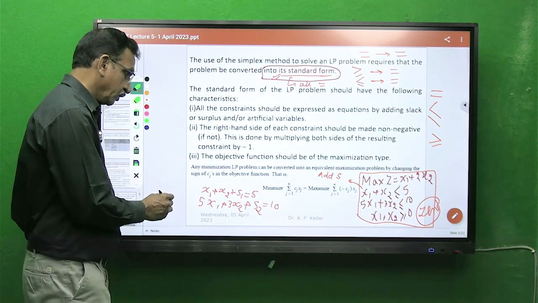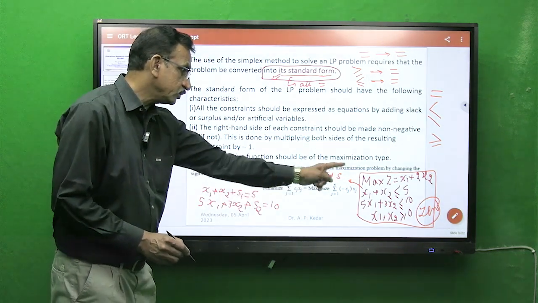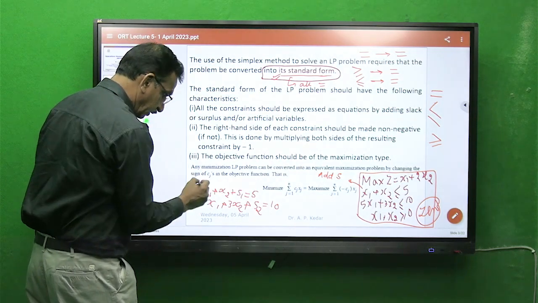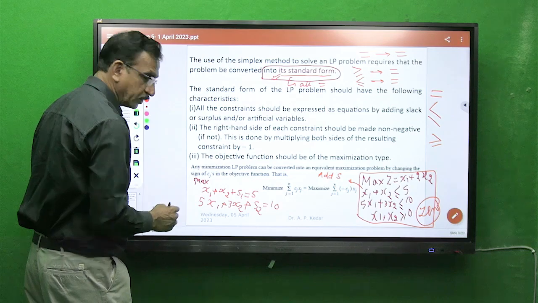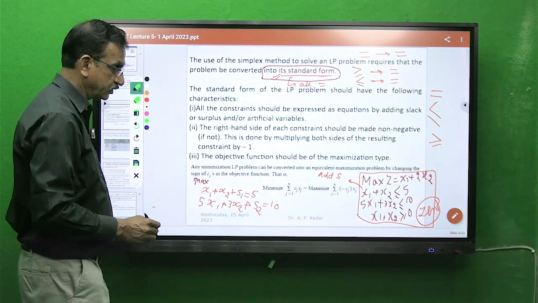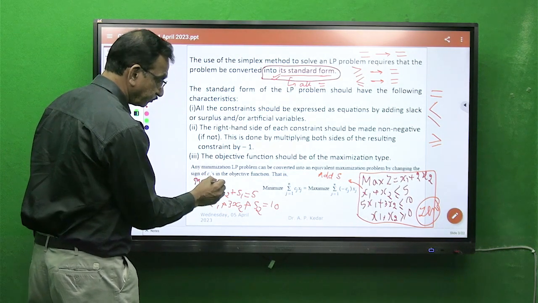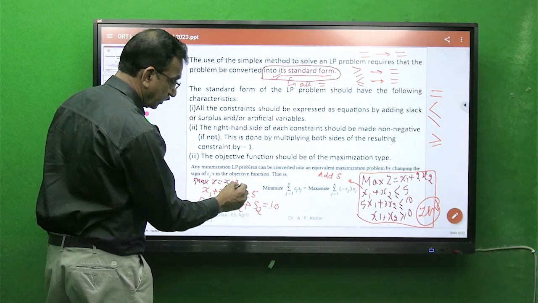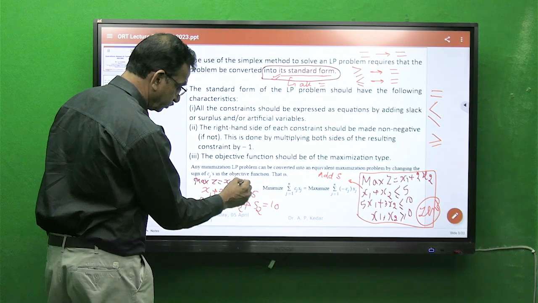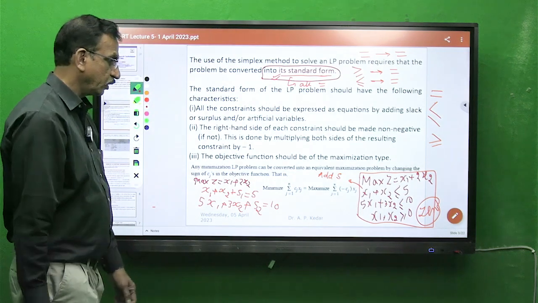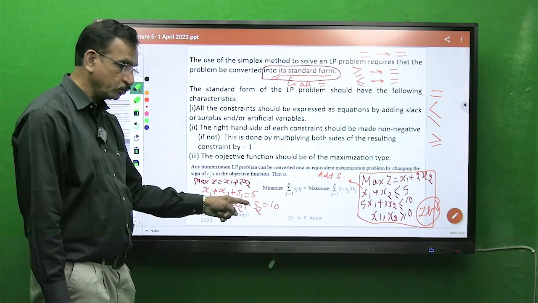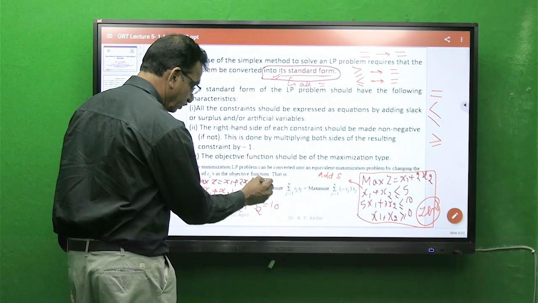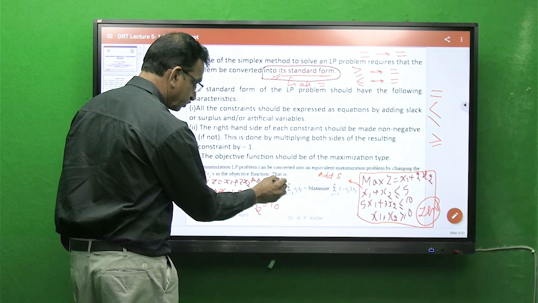Now in standard form, for this case the objective function will change. It will be maximize z = x1 + 2x2. Now you have introduced intentionally these two variables, so there will be their profit coefficient as 0s1 plus 0s2.